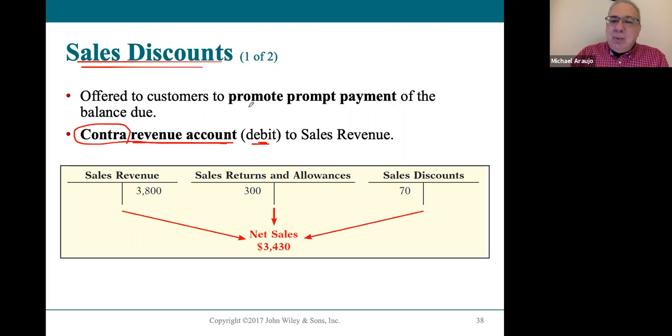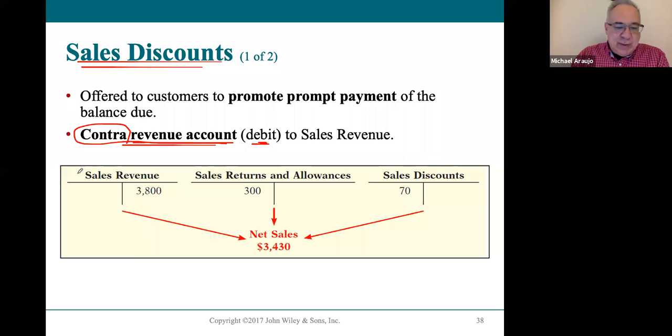Okay. It's important to collect cash early. So having a sales discount is not a bad thing. You get the cash much earlier, which is better. And so, it has an effect. But sales discounts is a revenue account.